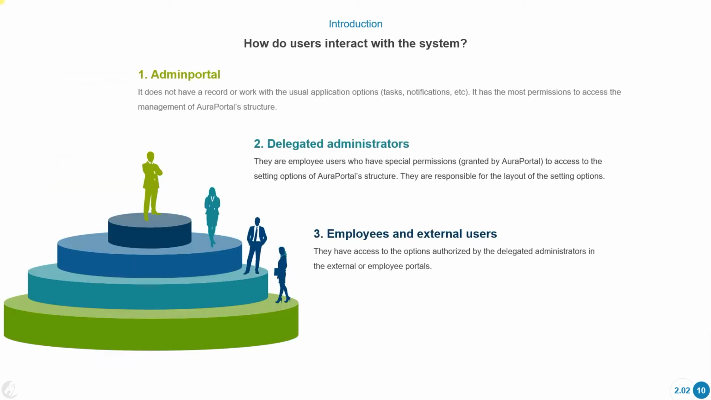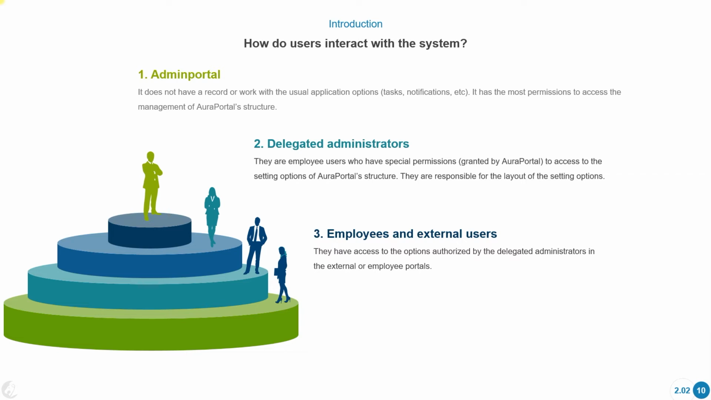How do users interact with the system? Firstly, we have admin portal. It is the main Aura Portal administrator. Admin portal does not have a record, that is to say, it is not in the employee's family. It does not work with the usual application options, task, notification, etc. It has the most permissions to access the management of Aura Portal's structure.